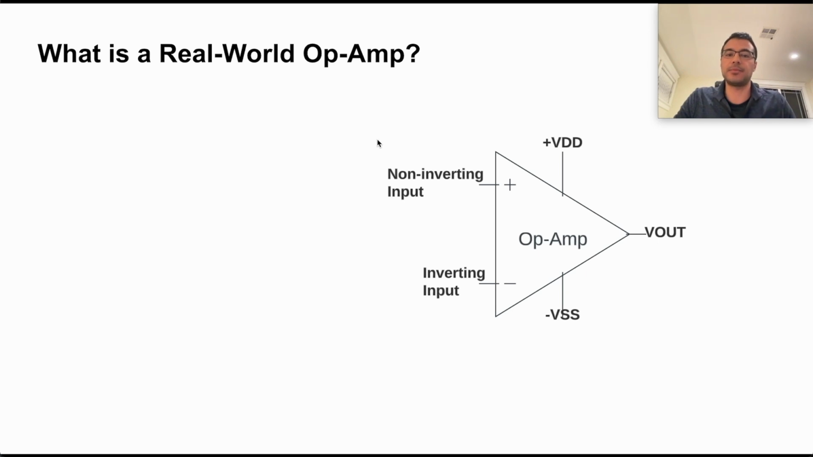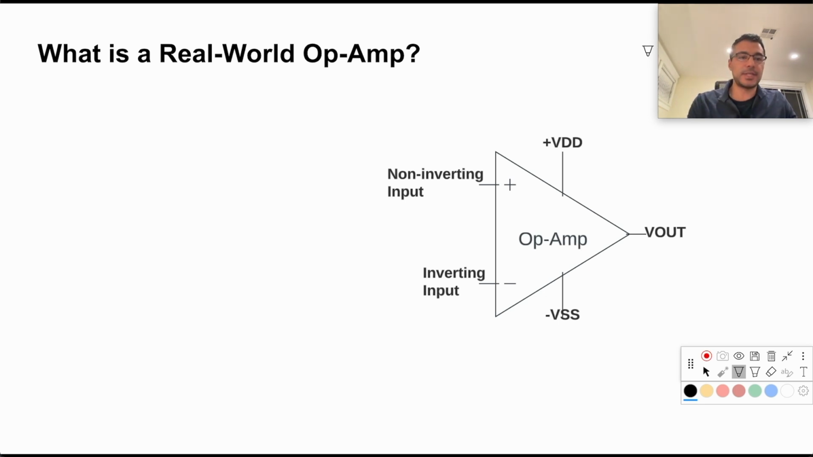Now, from the last session, we know what ideal op-amps look like, but what is a real-world op-amp? So of course, a real-world op-amp still is an amplifier. Its purpose is to become as close to an ideal operational amplifier as possible. However, it has many non-idealities. So before we dive into questions, let's take a look at some of those non-idealities.